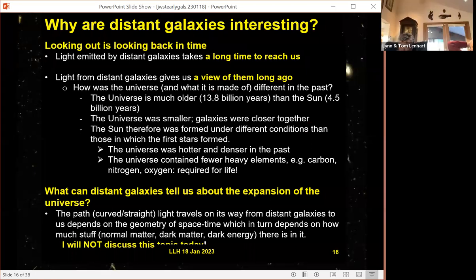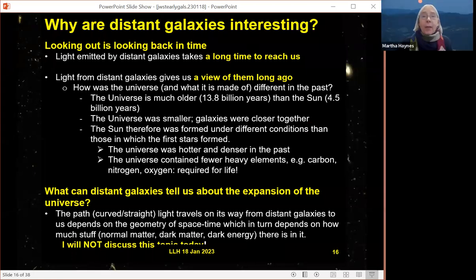What was it made up of, the same stuff as today? We also want to know, we know that the universe is much older than the sun is, and so we want to know what the universe was like before the sun existed. The universe in the past was smaller, galaxies were close together, and therefore the sun was formed 4.5 billion years ago when the universe was relatively mature.